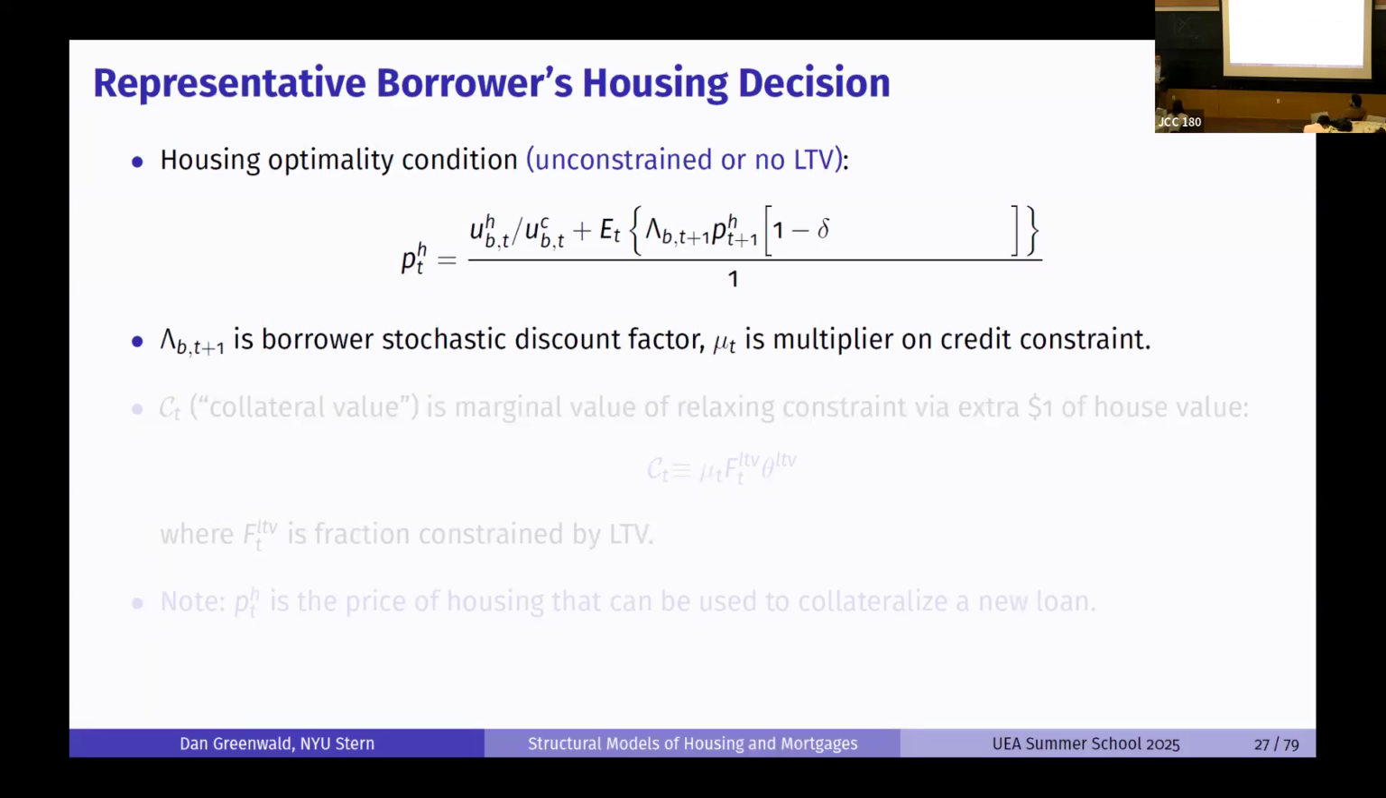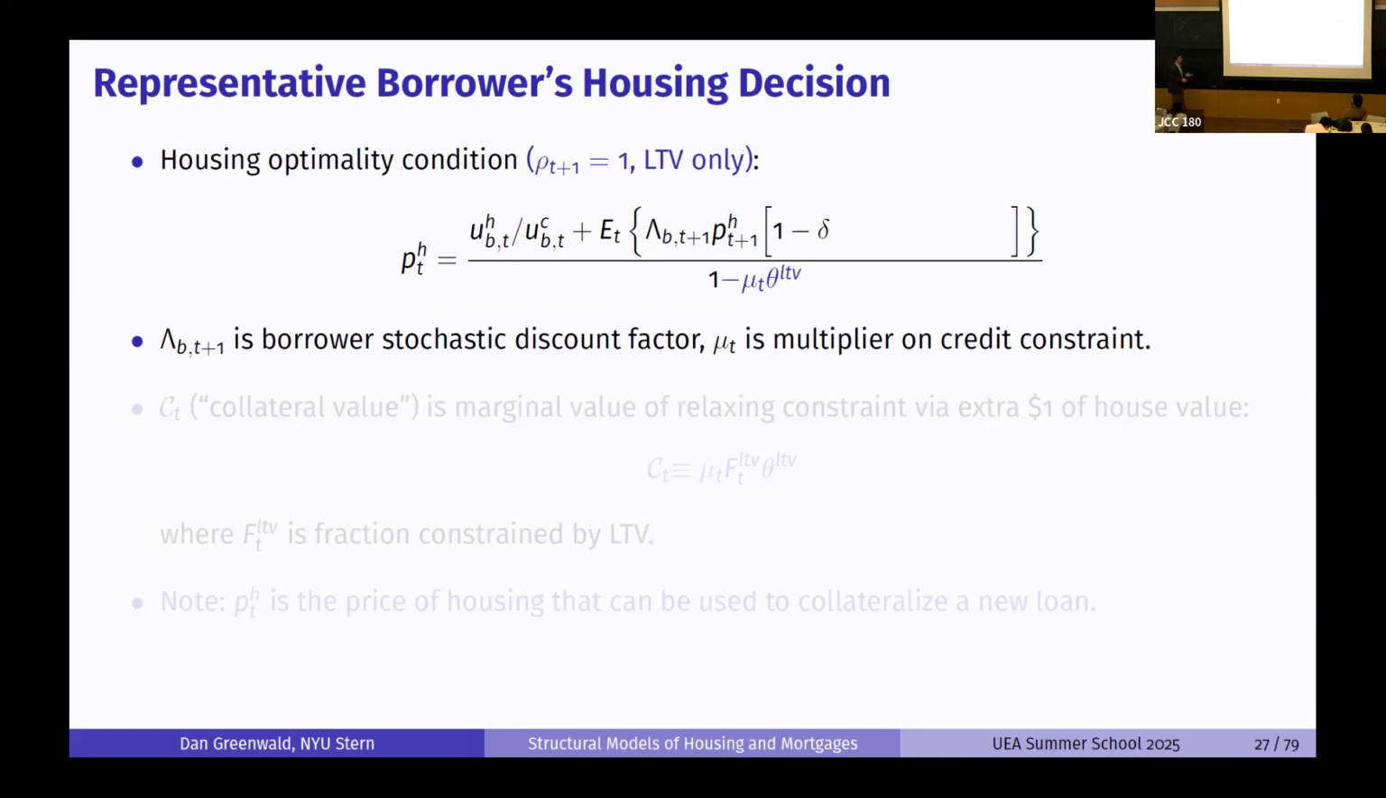So what does this do to our benchmark house price condition? This was the optimality condition that I showed before. And we'll take a break just in a minute. Remember, this is the initial one I showed where there's no credit, or you're maybe unconstrained, or there's a constraint that's not LTV. In that case, you have this marginal rate of substitution, what I call the implied rent, plus the expected value of the SDF times the price times 1 minus the depreciation.